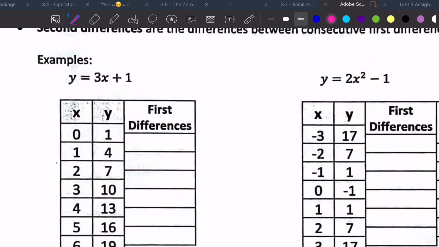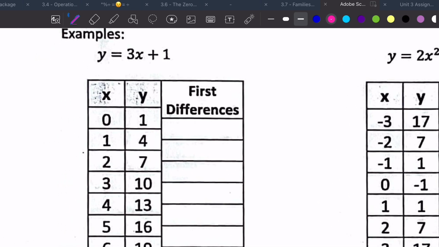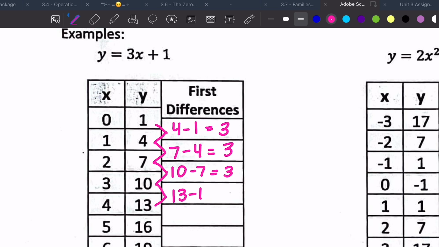So even looking at this one, this is a line, and I'm going to take my bottom one and subtract it from my top one. I'm going to do 4 minus 1, which gives me what? 3, right? And I'm going to keep repeating. 7 minus 4, which is also 3. 10 minus 7, 3. 13 minus 10, also 3. And you'll see this is 3 every single time.